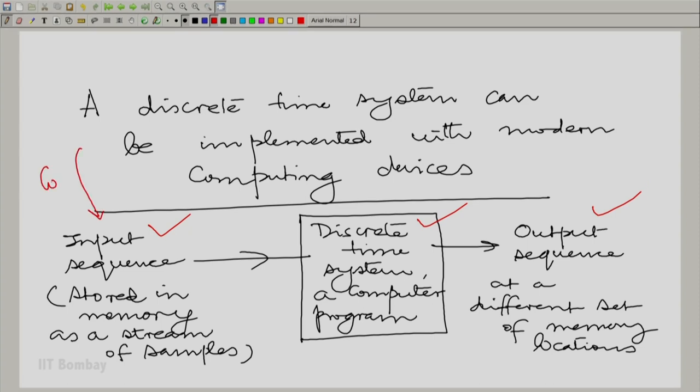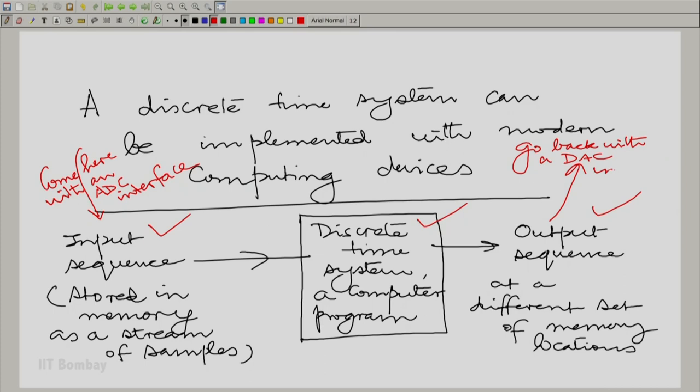You can come here with analog to digital conversion. ADC is analog to digital converter interface. So, come here with an ADC interface, go back with a DAC interface, a digital to analog conversion interface. So, interface a modern computing device with an analog to digital conversion and a digital to analog conversion, and you can do what you like inside that computer program. Much more versatile, much more flexible, much more robust, because you do not expect the computer to go bad as quickly as components do at times.